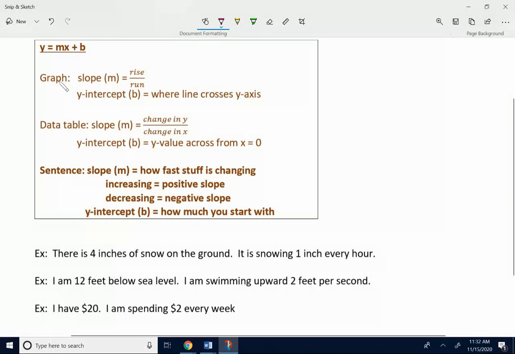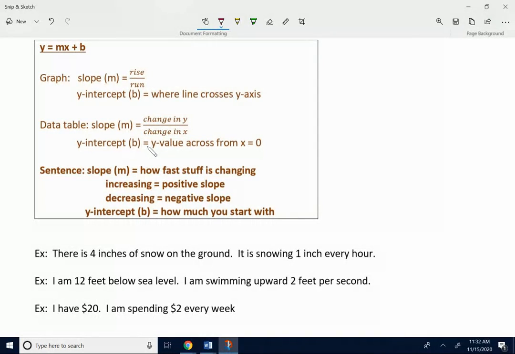But here's a real quick review. The slope m of a graph is rise over run. The y-intercept b of a graph is where a line crosses the y-axis. For a data table, the slope m is change in y values over change in x values. The y-intercept b is the y value across from x equals 0.